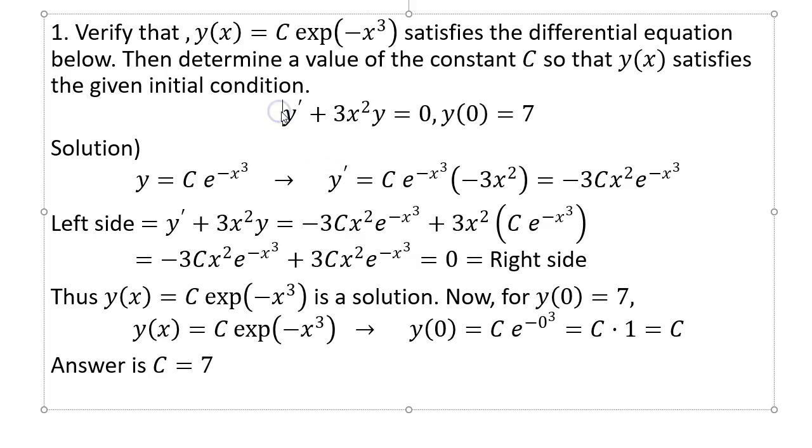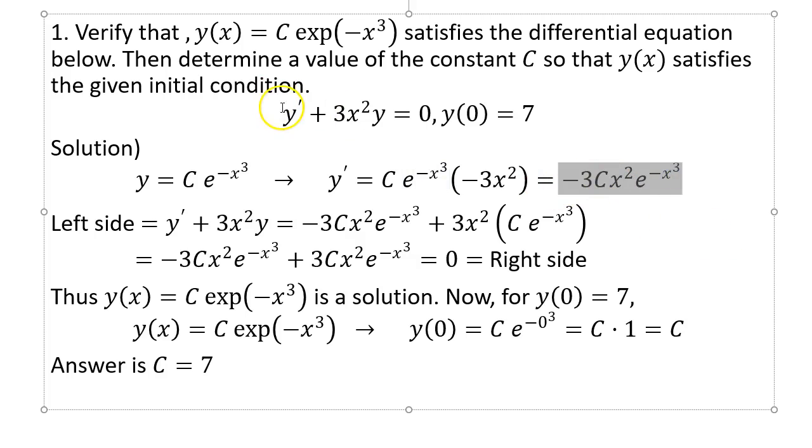first what y prime is, because since y is c times e to the negative x cubed, you have to figure out y prime by using the chain rule. The chain rule says this inside function has to be pulled outside. This negative x cubed, the inside function, has to be pulled outside and differentiated, which gives you negative 3x squared, and that's how you get y prime.